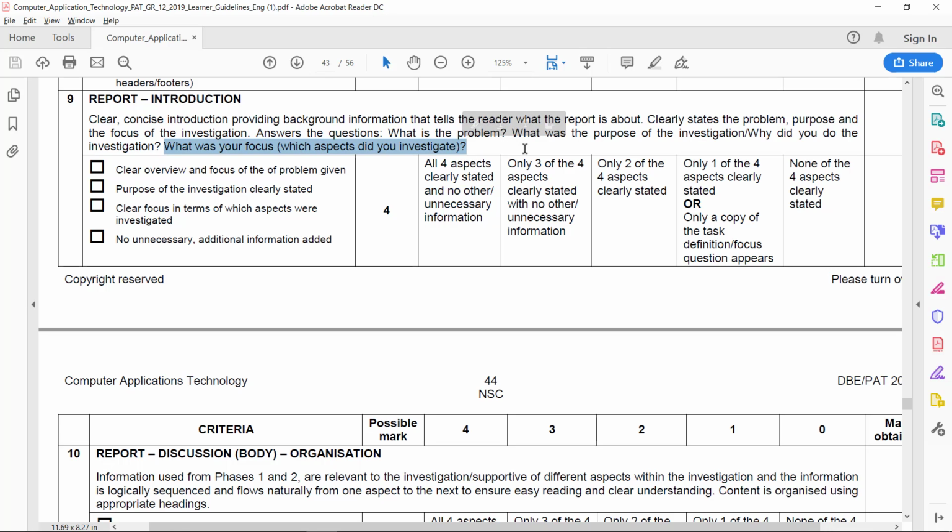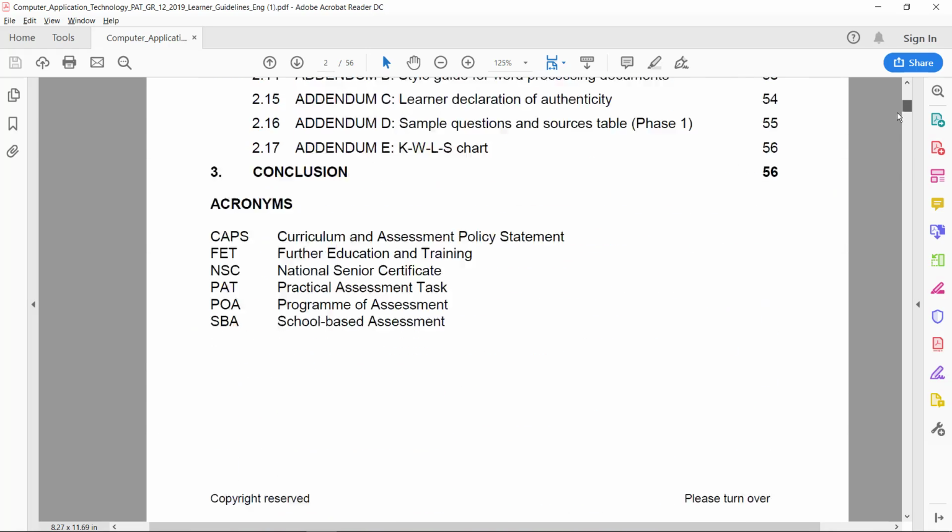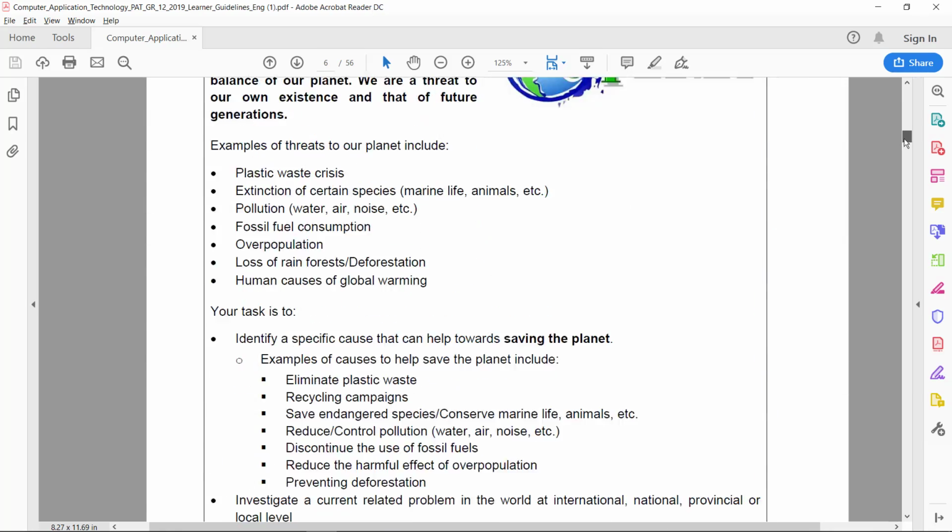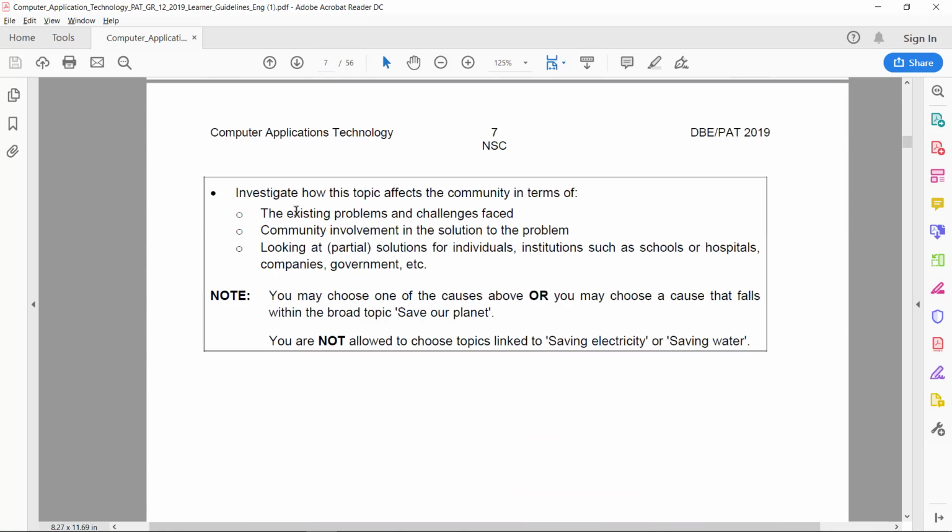Which aspects you investigated? The answer to which aspects you investigated, what was your focus, would basically have been something about the 3 headings that you chose. The aspects you used would have been the final headings that you chose. So just check that that is actually correct now.